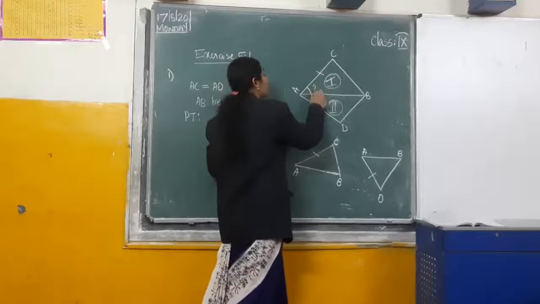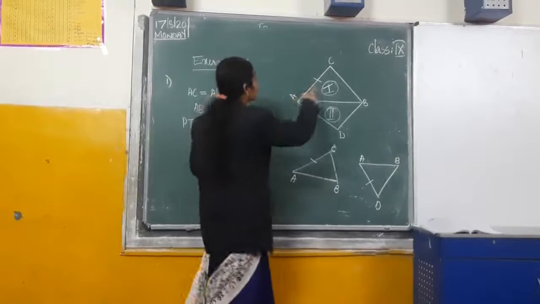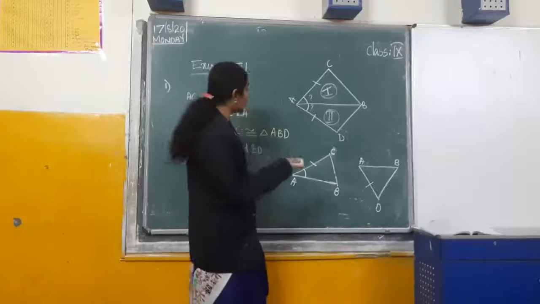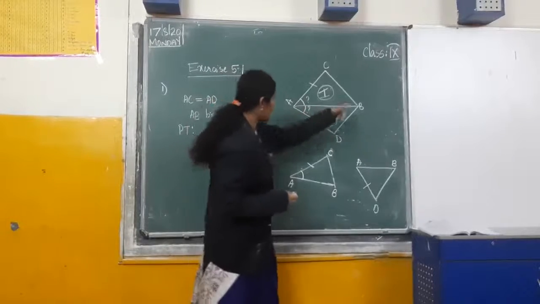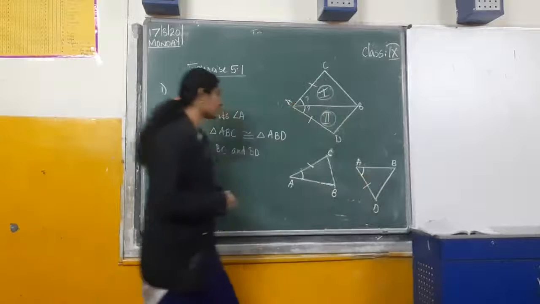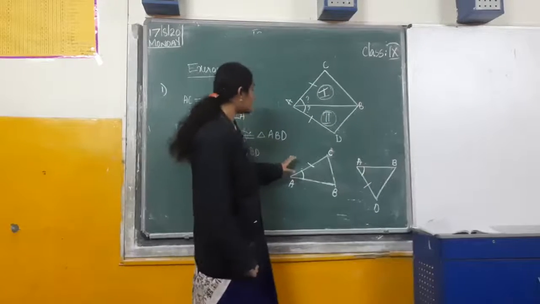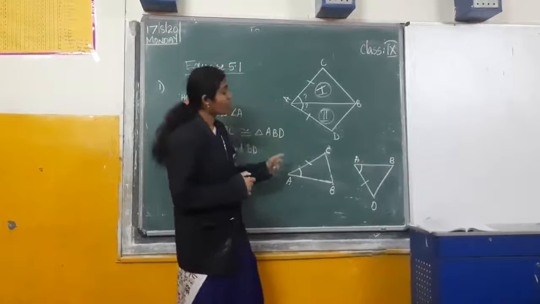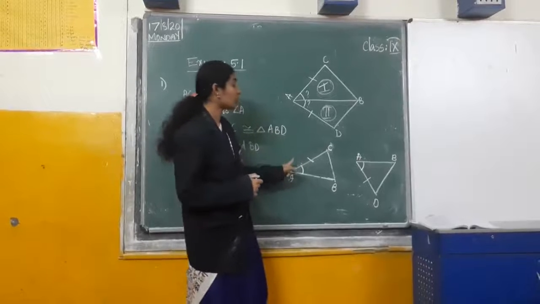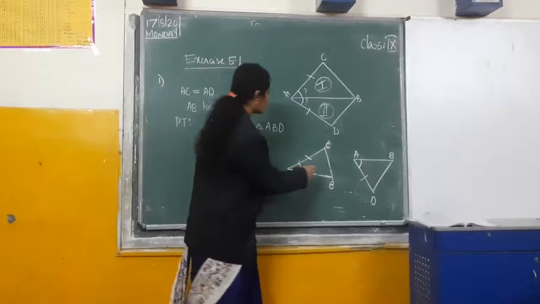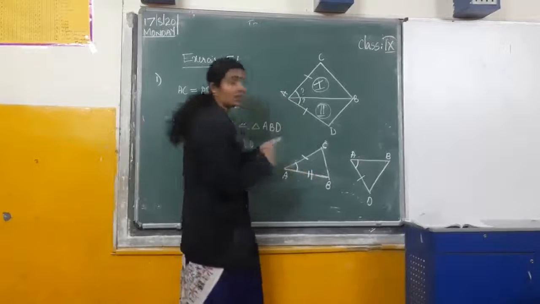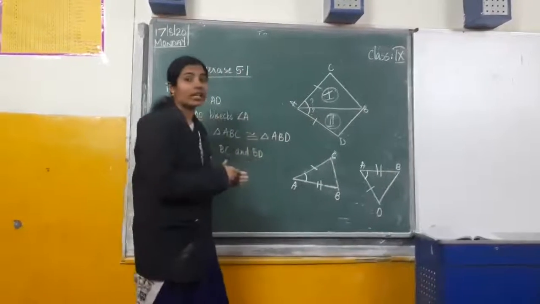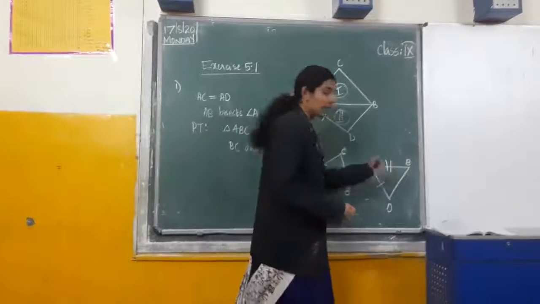That means these two angles are equal. Okay, so angle CAB. Show the equal symbol for these two angles, and then DAB. Now we can see, by using any of the three rules you have studied, what do you want to prove? These two triangles are congruent. You can see in both triangles one common side is there. What is that? AB. Isn't it? In both triangles one common side is there, that is AB.